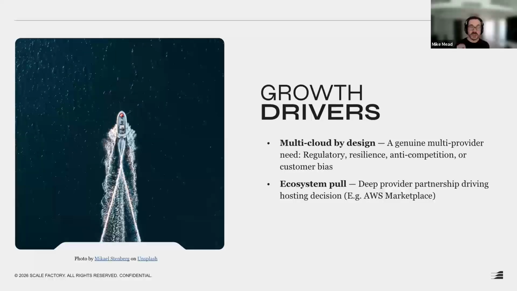So, if there is a genuine need, which could be regulatory, it could be for resilience requirements, anti-competition we see a lot. So certain frameworks and things you have to demonstrate that you can run across more than one cloud provider, or there might be a particular customer bias. So there's a very famous, I don't know if I can mention the company, retailer that sees Amazon as a competitor.